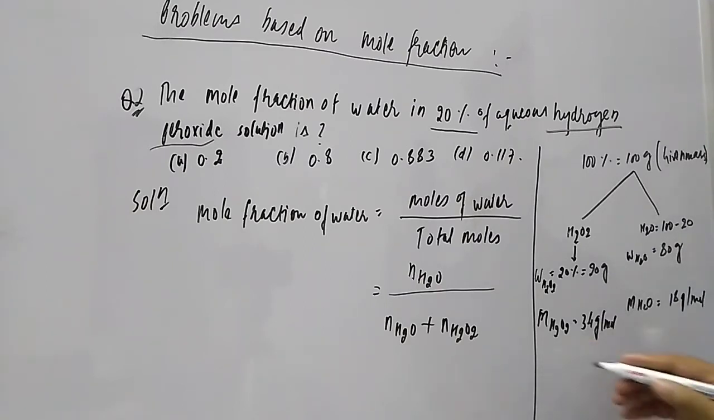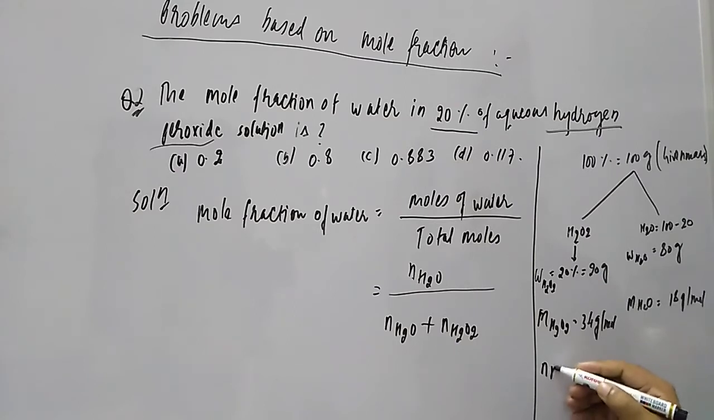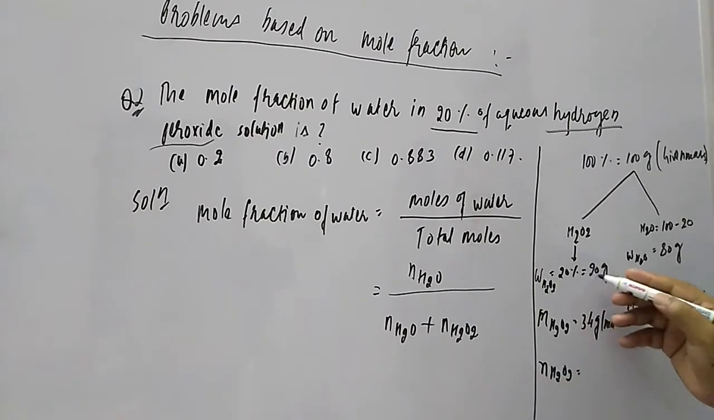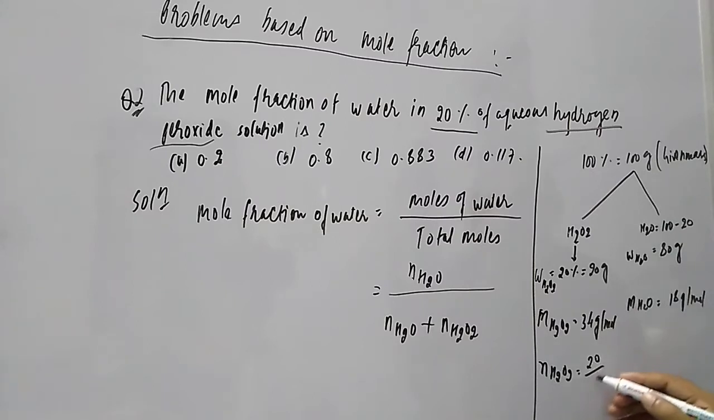Now if you want to calculate the number of moles, student, N of H2O2, how much does it come? N of H2O2 is given mass upon molar mass. So given mass 20, molar mass 34. And here N of H2O, the number of moles of water, is given mass 80, and molar mass how much, student? That is 18.